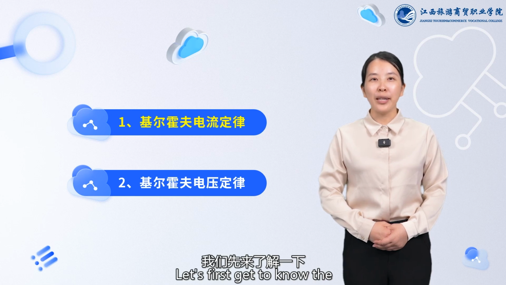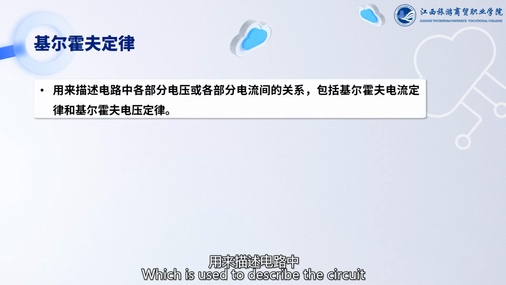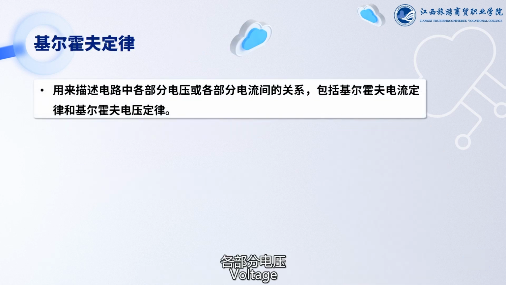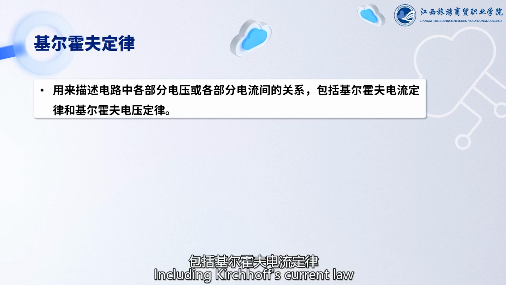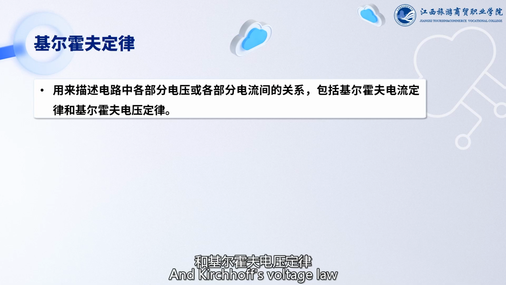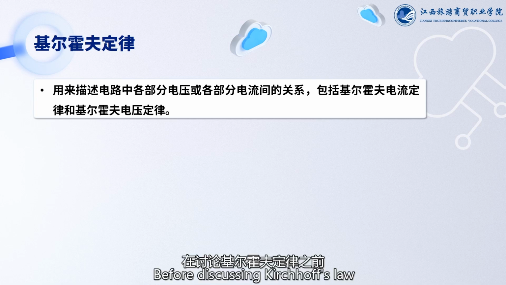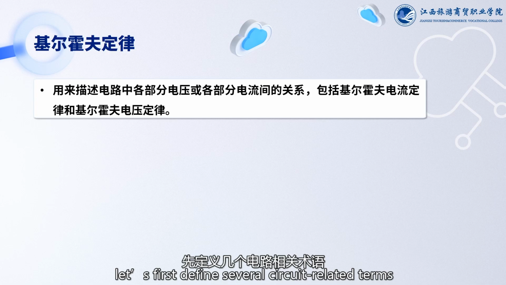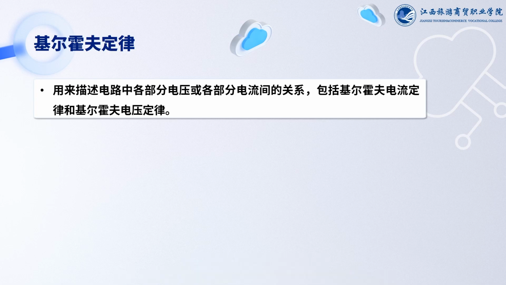Let's first get to know Kirchhoff's current law, which is used to describe the voltage and the current of each part of a circuit. Before discussing Kirchhoff's law, let's first define several circuit-related terms.